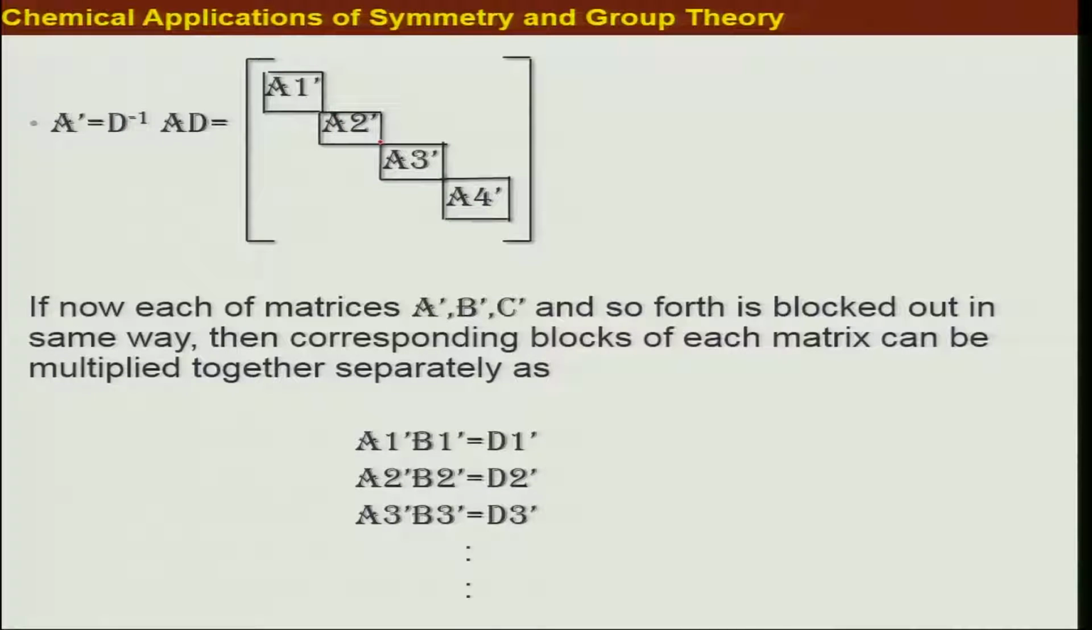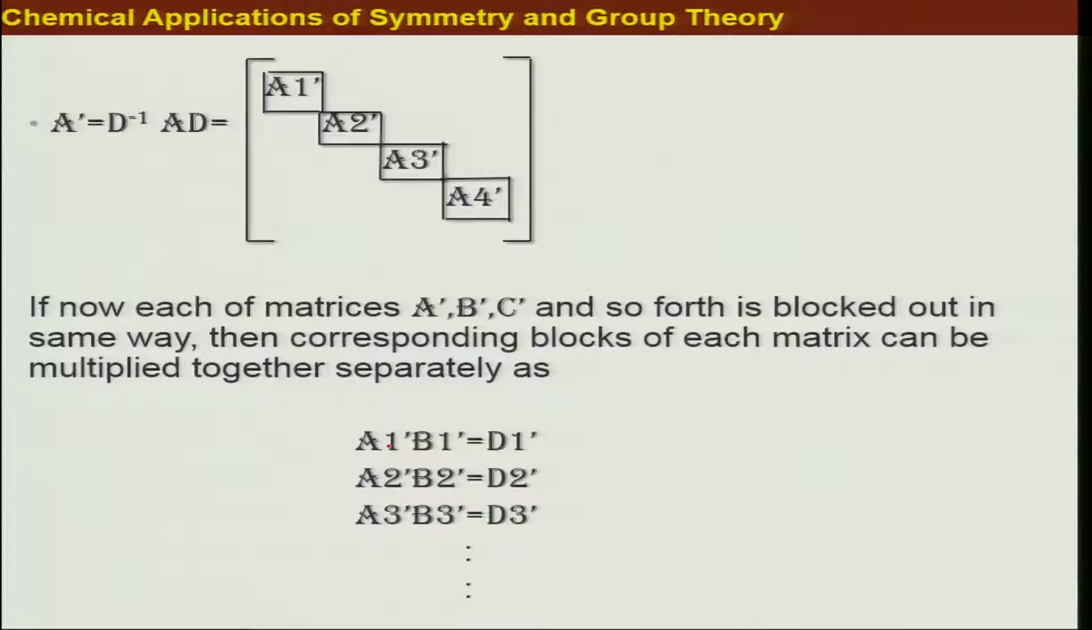So I have, say for example, here 4 blocks, A1 prime, A2 prime, A3 prime, A4 prime, and all the other matrices that are generated, say for example B prime or C prime and F prime, and so on, will also be block factored in the same way. Now in that case, we can again combine these newly formed matrices very easily.